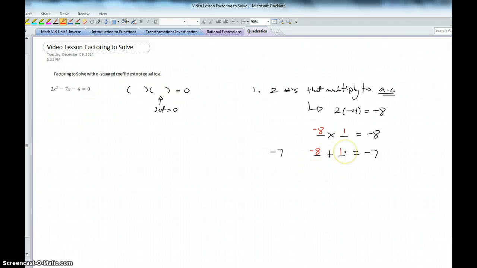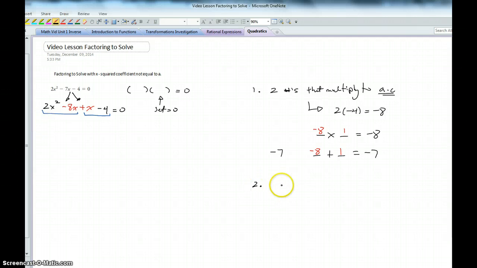-8 and +1 works. So let's go ahead and write this out. So that's 2x squared minus 8x plus x minus 4 equals 0. So the middle term of -7 has now been decomposed into -8 plus 1. Forgive me for that. Moving on. Now we're going to group some terms. To group the terms, we're going to group the first two, and we're going to group the second two terms.